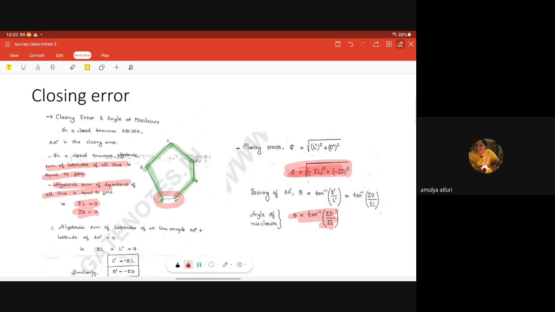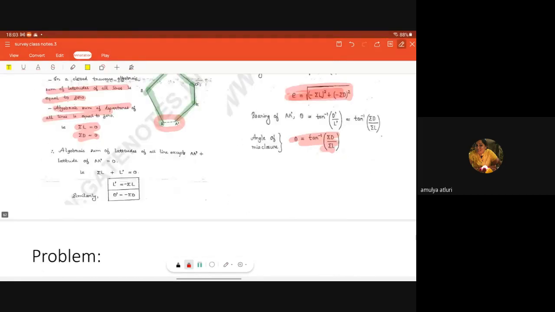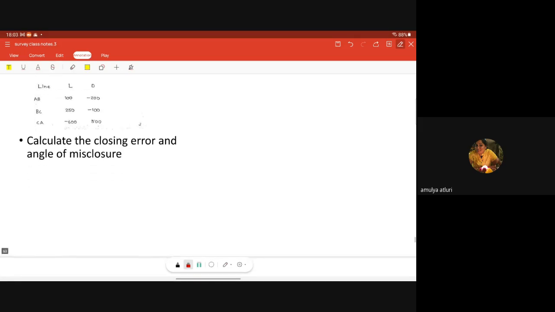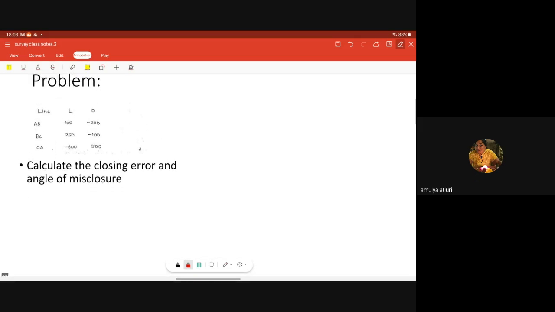So can we do a problem on this? Problem on closing error? Fine. Here are the data given, line, latitude and departure, and they are asking us to calculate the closing error and the angle of misclosure. So what do we need to do?